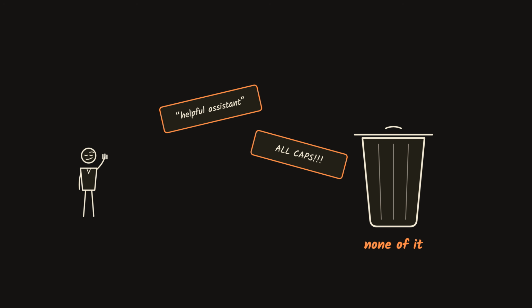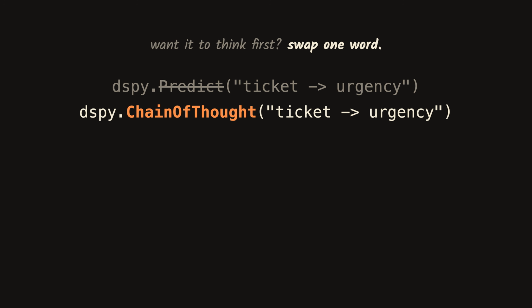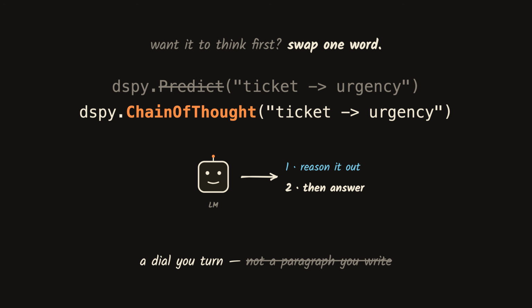And say you want the model to think step by step before answering. You don't go write a thinking prompt. You swap one word, predict for chain of thought, and DSPy rewrites the instructions underneath to make it reason first. The how is a dial you turn, not a paragraph you write.